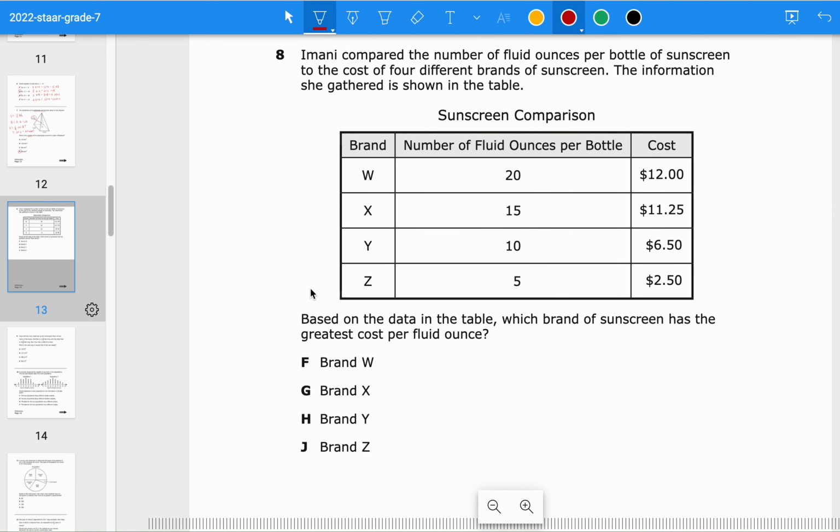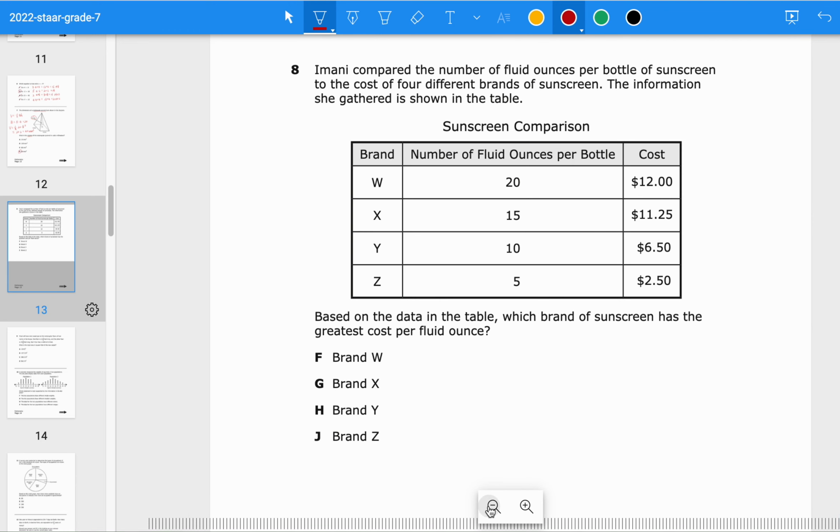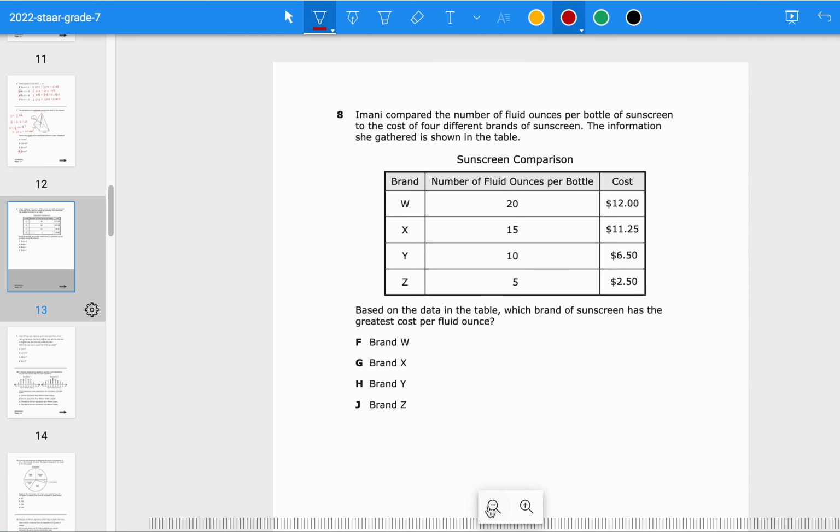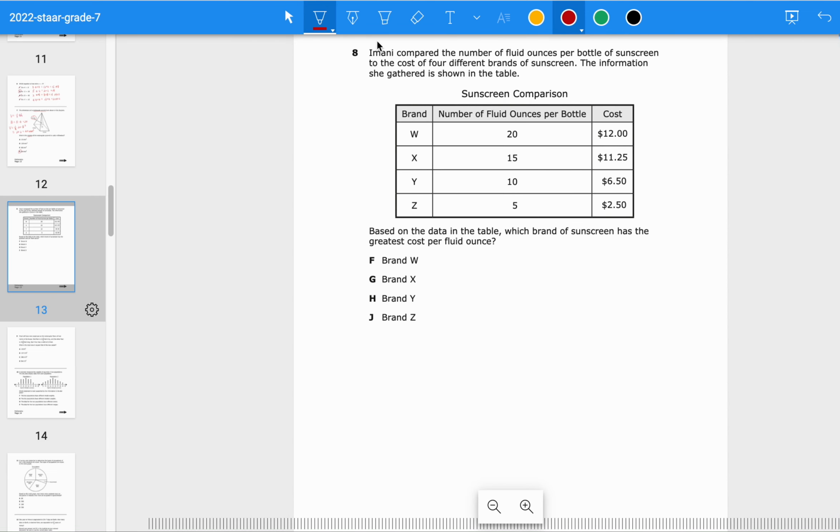Number 8. This question needs some calculation here. So let's take a look at it. This question is asking which one has the greatest cost per fluid ounce. What does that mean? Greatest cost. We can just translate it into which one is the most expensive per fluid ounce, which means we need to find how much it is for each fluid ounce. So what do we do? We use cost divided by the fluid ounces per bottle.